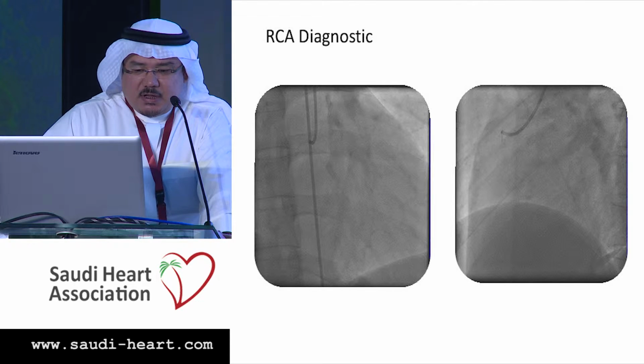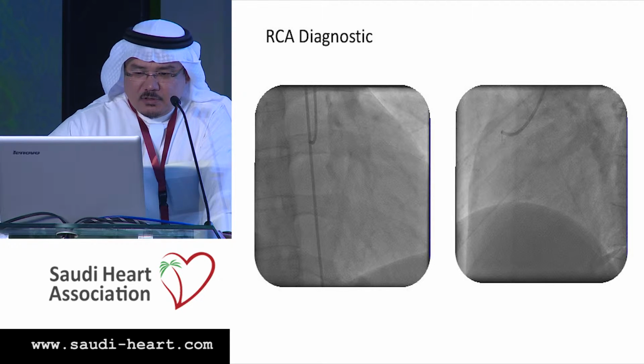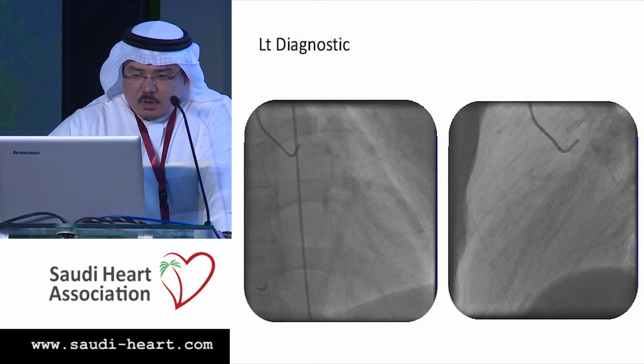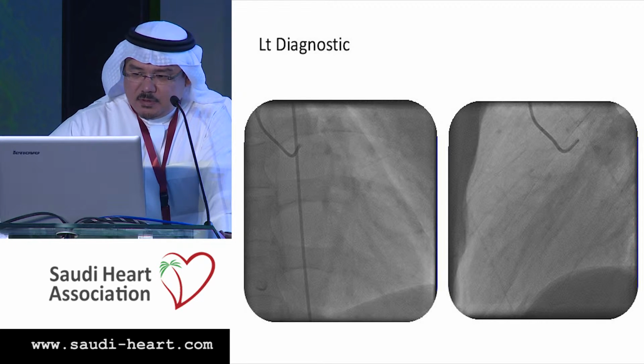This is his RCA angio. You can see it is a diffuse ectatic vessel with some filling defects in the middle third and total occlusion in the distal third. This is his left coronary system. There is also ectasia of the vessels with stenosis in the middle third, including the second diagonal. Another view from other sides may show that the LAD lesion may not be significant.